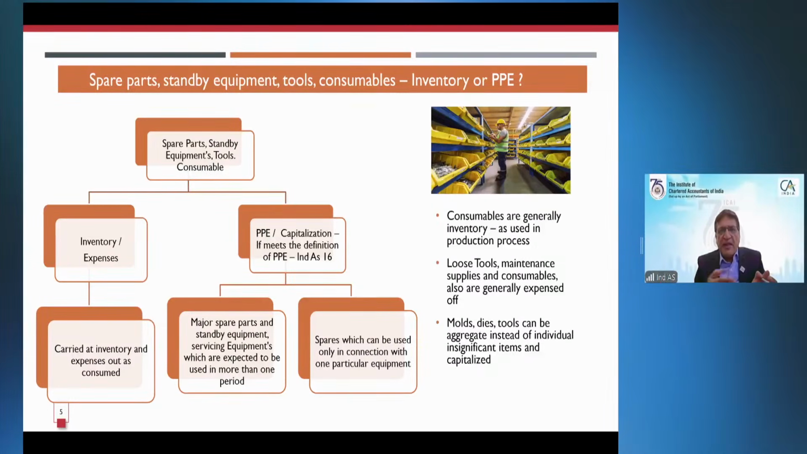That means any economic value would flow over a period of time from all these items, then it may meet the definition of PPE. And if it meets the definition of PPE, then it goes to PPE. Otherwise, they are inventorized. As and when they are used, they are expensed off. Let me take a very good example for this to understand.